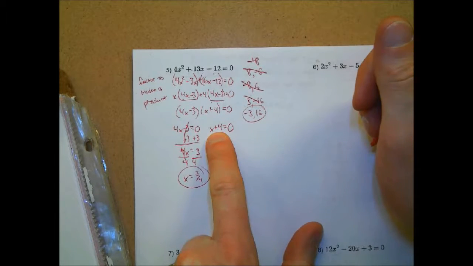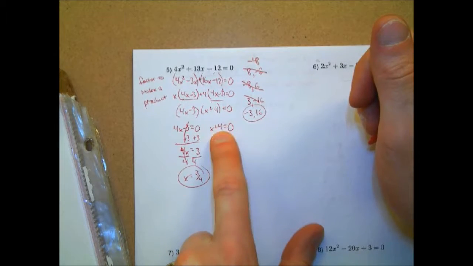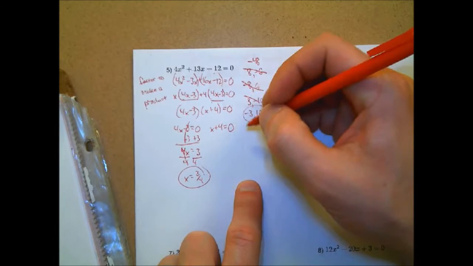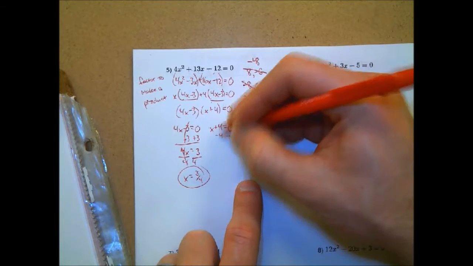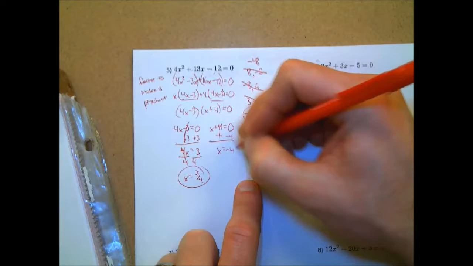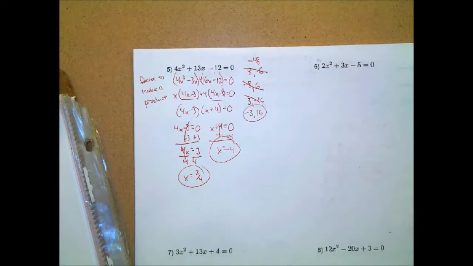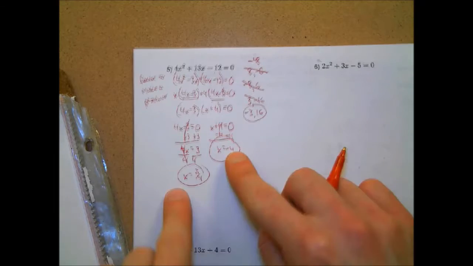All right, Erica, x plus 4 equals 0. To solve this for x, what do we do to both sides? Subtract 4. You got it. And you got x equals -4. So how many solutions do we have here? 2. 3/4 and -4.